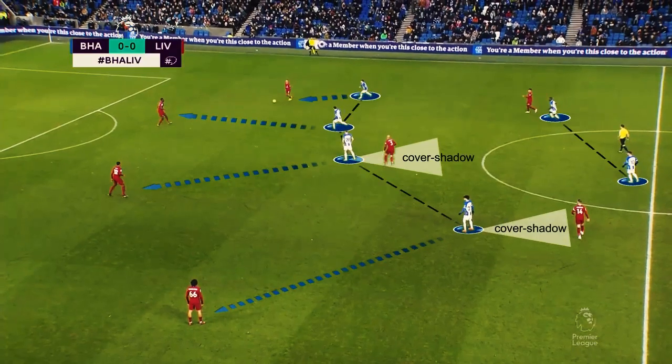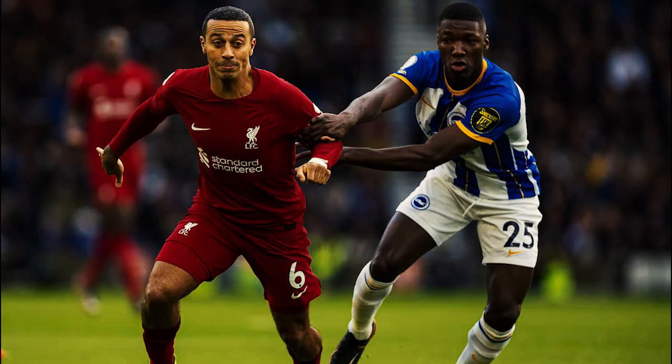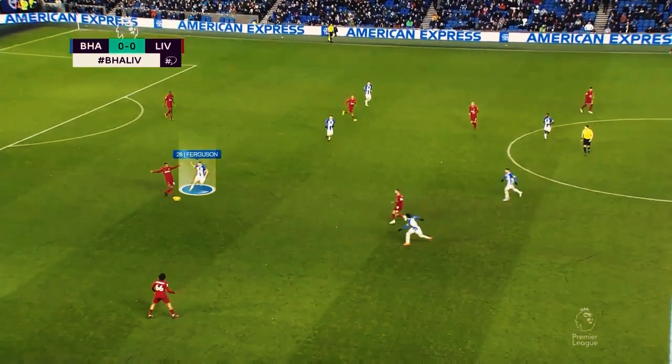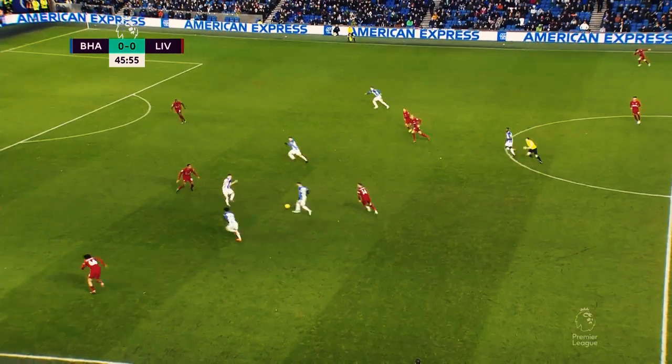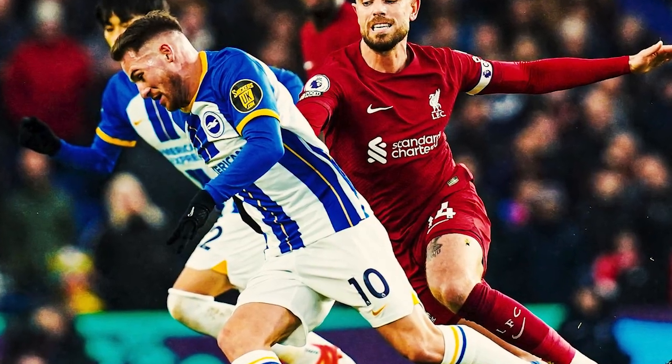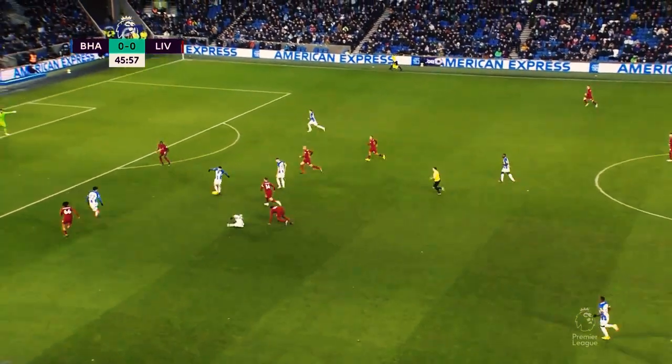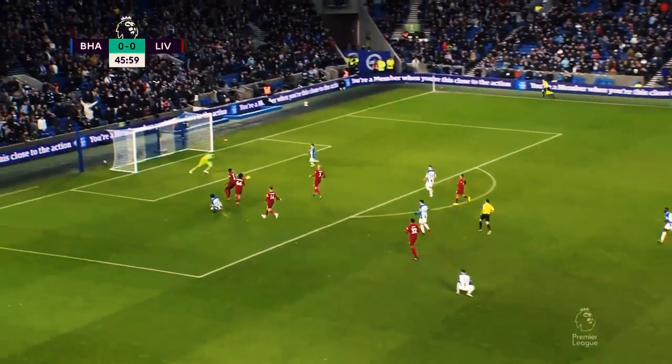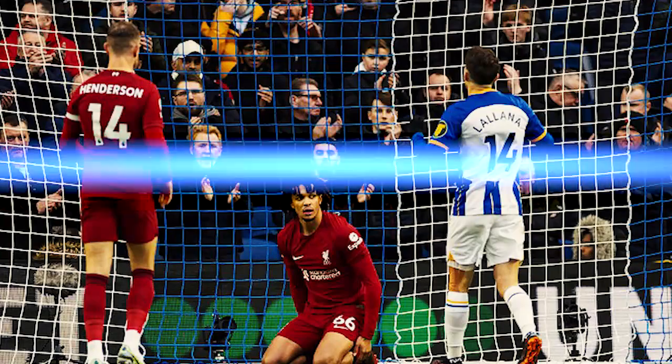Again, Ferguson began by shadowing Fabinho, and as soon as Thiago shaped to pass the ball across the backline to Matip, Ferguson was already on his bike. Matip then misplaced a pass towards Henderson, which McAllister intercepted. And again, McAllister started the counter-attack, which saw Solly March score to give Brighton a 1-0 lead.